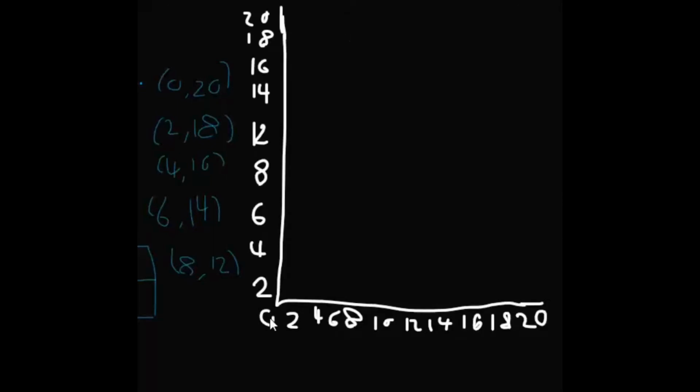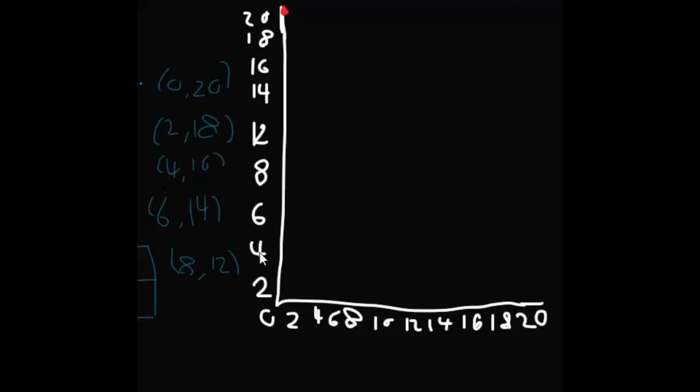Now let's start putting our ordered pairs into the coordinate plane. I'll use a different color, this red here. First we have 0 and 20. The first number goes to the right, so 0 is right here, and the second number goes up. So we go all the way up to 20. Let's draw our 20 mark right there.